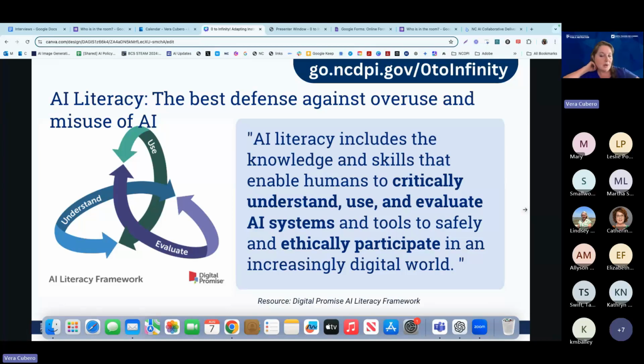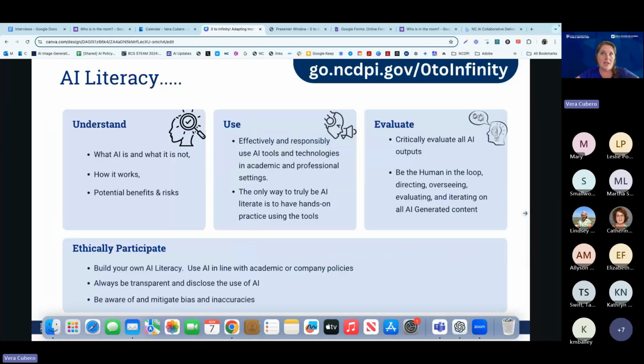But it's really important that we're making sure that our students are becoming AI literate. And that means they're learning how to understand, use, and evaluate AI systems and ethically participate in a digital world. And so understanding it, they need to know what it is, how it works, and its potential benefits and risks, how to effectively use it, how to evaluate the output. And then they need to be able to actually use the tools to do that.